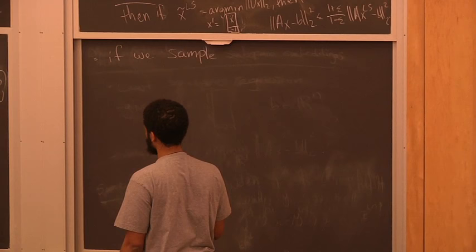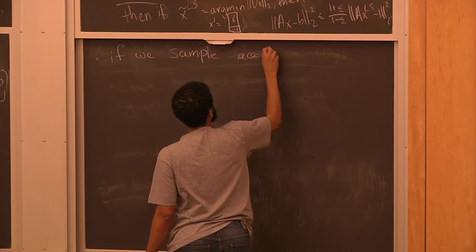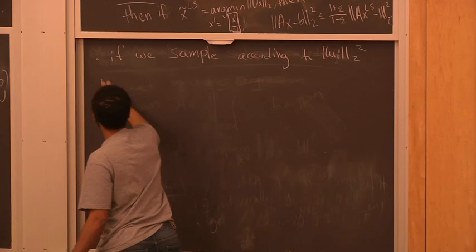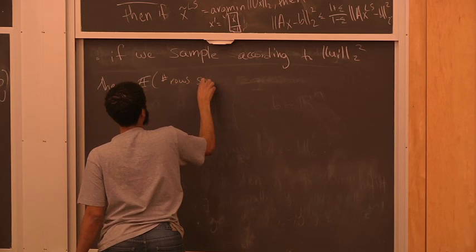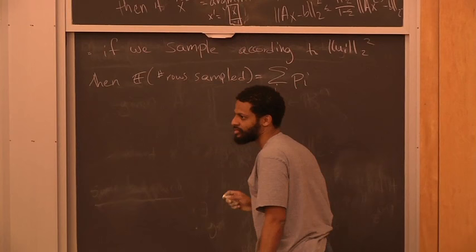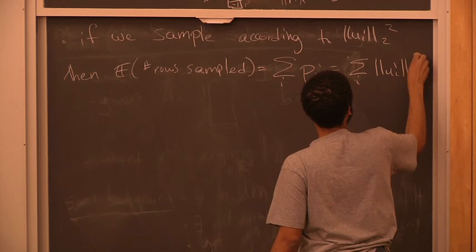Good. So if we were to sample according to ui squared, then the expected number of rows sampled is equal to, well, it's the sum over i of pi, which is equal to the sum over i of ui squared, which is equal to the Frobenius norm squared of u.